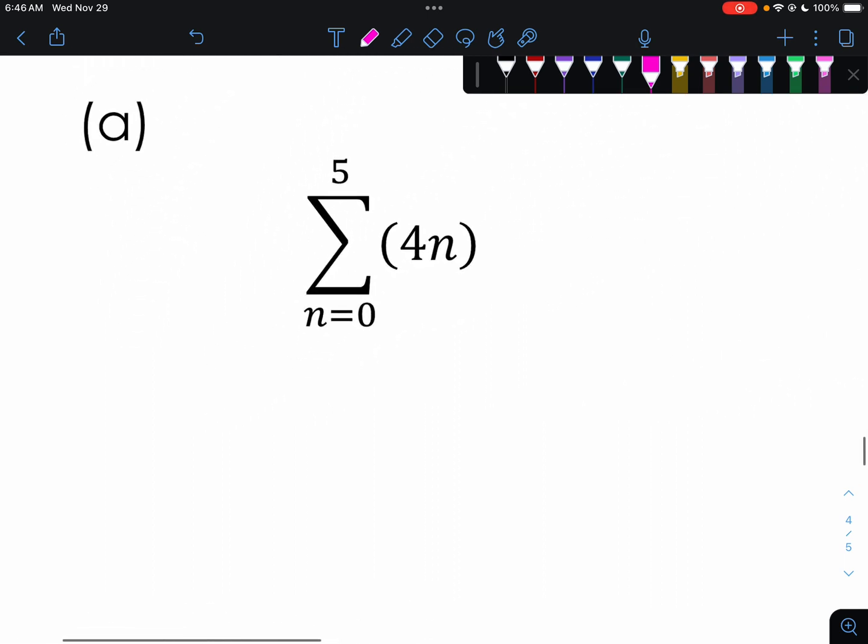In part A, we have the summation from 0 to 5 of 4n. So this right here is our function. We are going to be plugging numbers in for the variable n. The first number we plug in is going to be 0. So this is where we're going to start. And the very last number we plug in is going to be 5. So we're going to plug in 0, 1, 2, 3, 4, and 5.